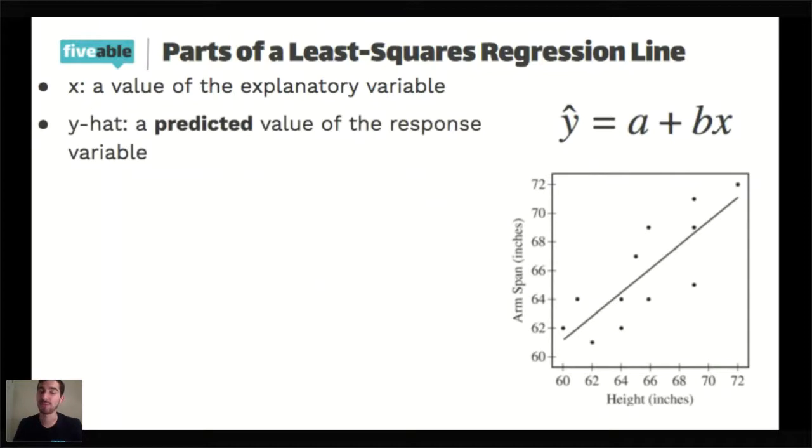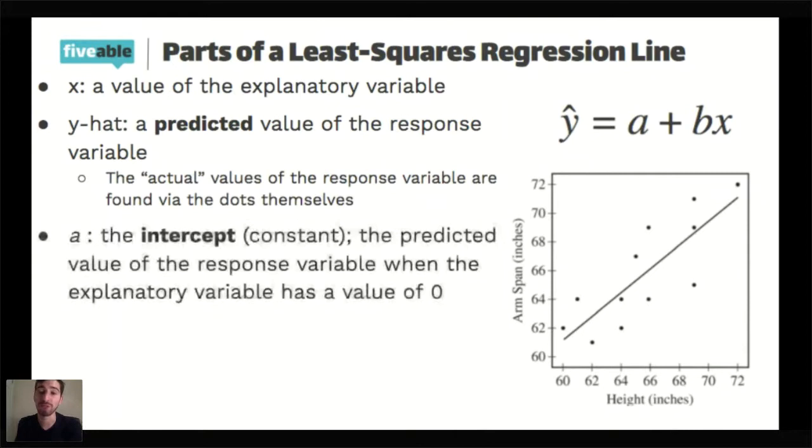Y hat stands for the predicted value of the response variable based on using the equation of the line or using the line that is on the graph. If you had just a regular y without the hat, it would represent an actual output for an individual, so a specific y coordinate that is plotted on the scatter plot.